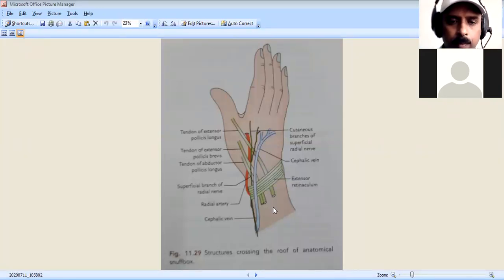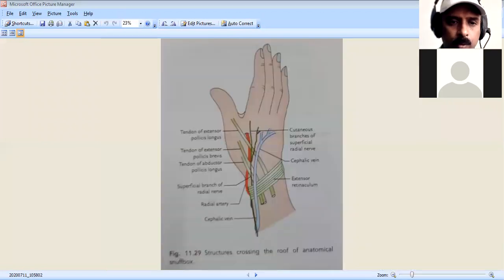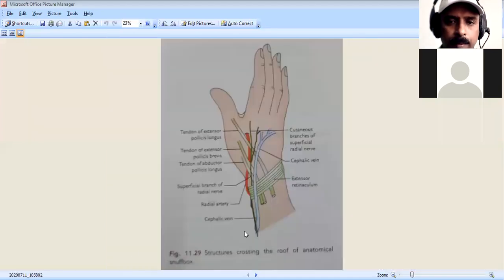You have to remember these diagrams, then only it is proper. Whatever you have to know here, almost all the diagrams of the anatomical snuff box you have to remember. Other diagrams which we get are those which you can draw.